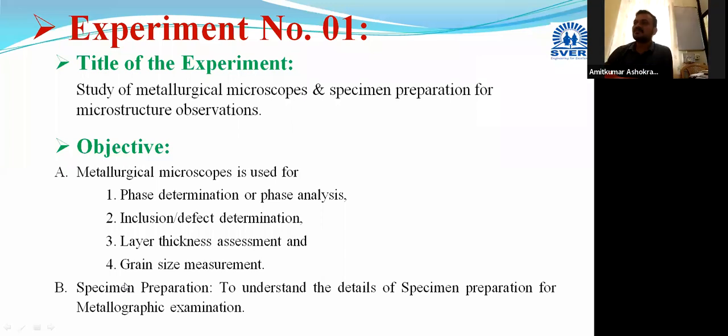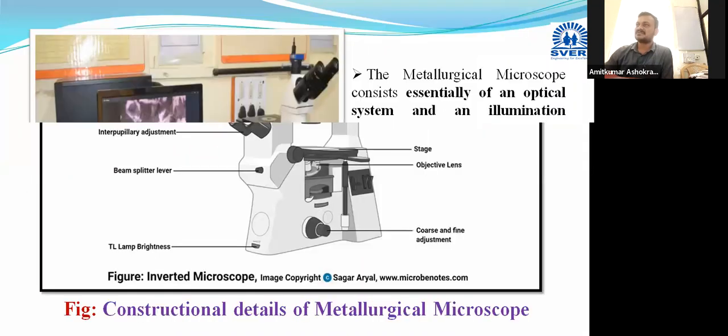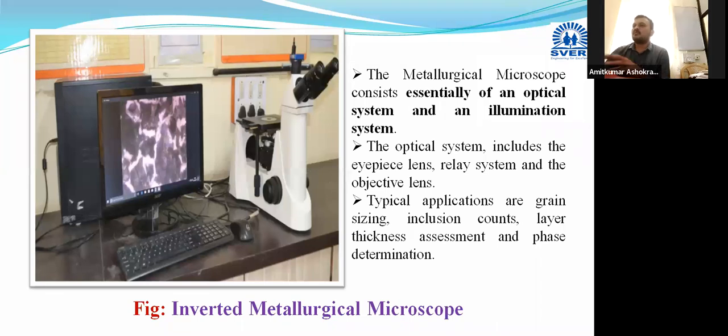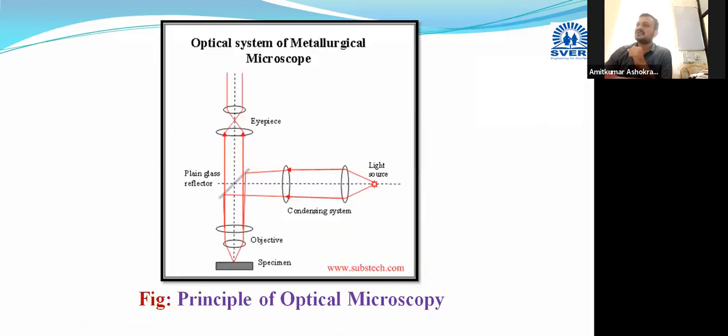And this specimen preparation consists of following stages. This part already we have discussed: what is the inverted metallurgical microscope and its constructional details and its working principle. In the previous session I have discussed. I have uploaded its YouTube link also. You can go through that session. Then this is the diagram, this all I have already explained. Then its working principle. This is the optical microscopy.